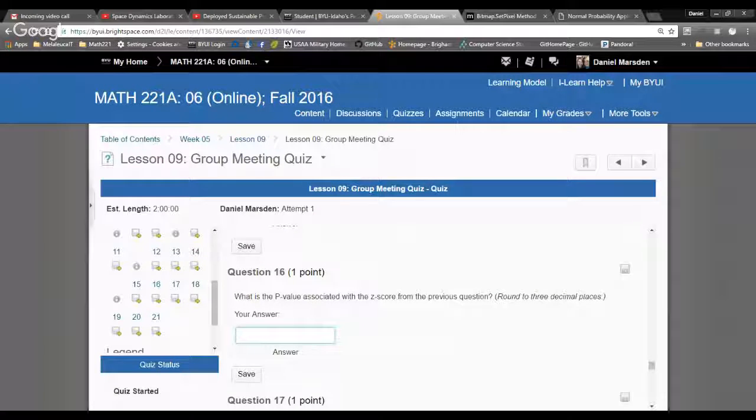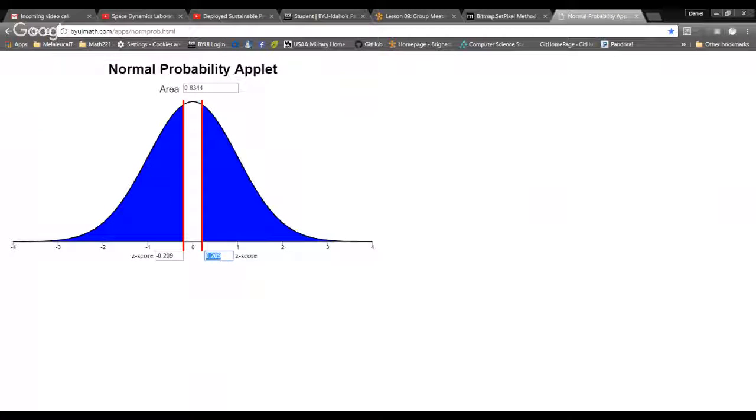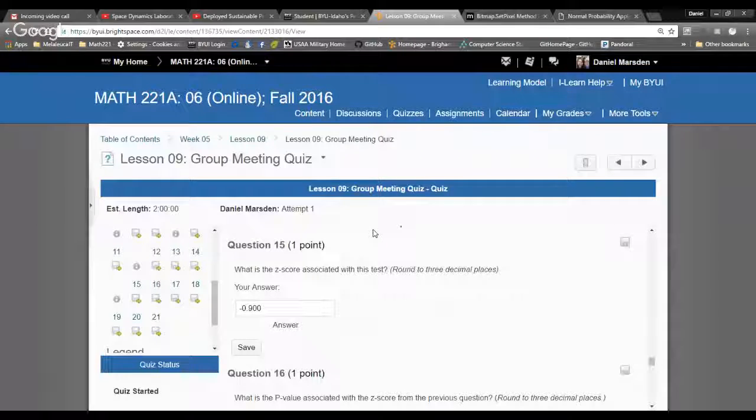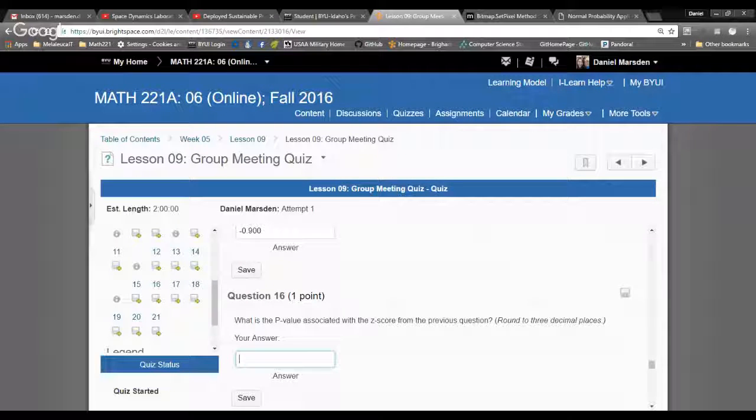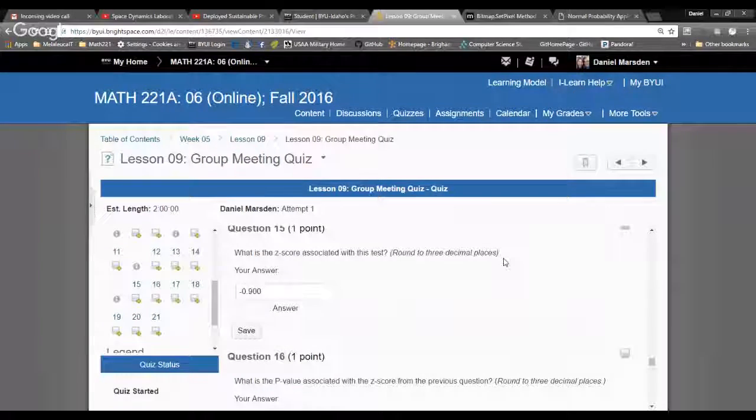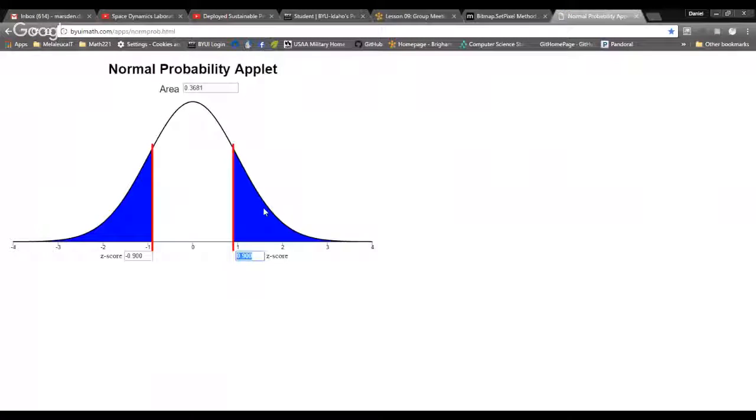Okay, what p-value is associated with the z-score? We're gonna need the applet for this, huh? You just put negative 0.900, I guess, right? Uh-huh. Yeah, man, I've gotten stuff wrong just because I've forgotten to round to 3 decimal places. So what'd you put? Negative 0.9 in the normal probability applet. Oh. Okay.